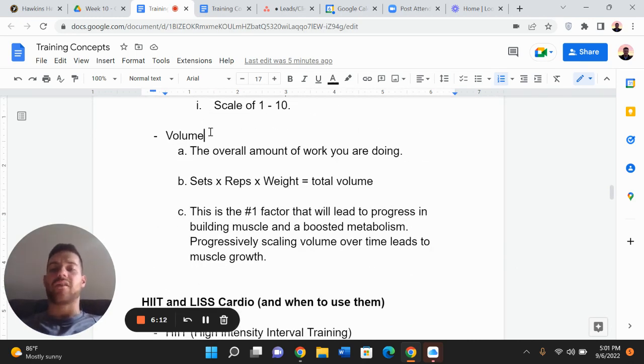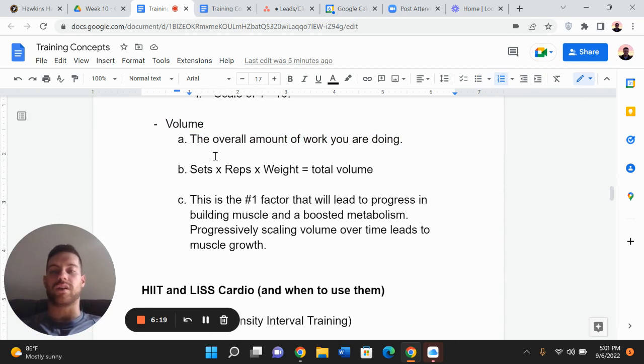Volume is another very important factor when it comes to training. This is the overall amount of work you are doing in a given workout or a given week or whatnot. And how you calculate this is the amount of sets you're doing times the amount of reps you're doing times the amount of weight you're doing, and that equals the total volume.